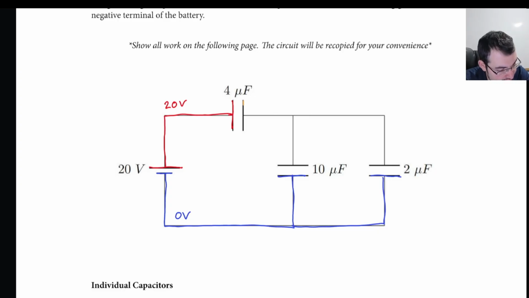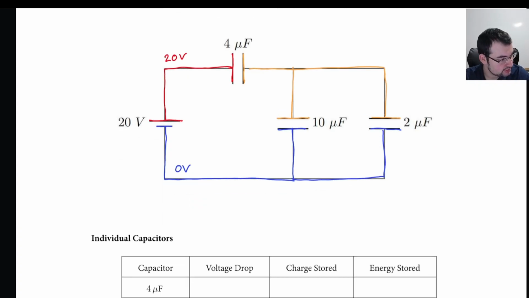And notice I can't color this with just 2 colors because I need some sort of intermediate potential value for this. Because this isn't a series circuit, this isn't a parallel circuit, it's a combination. So let's do it. So now that we know this, it would be really nice if we knew the delta V across this capacitor.